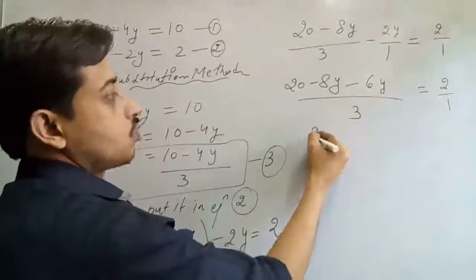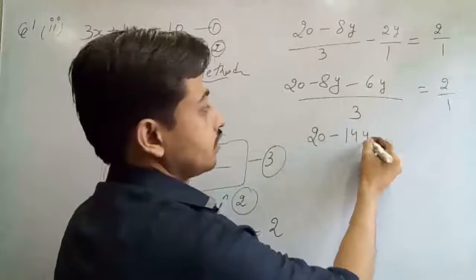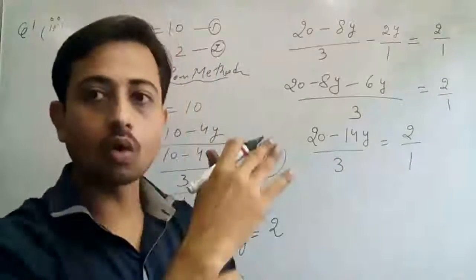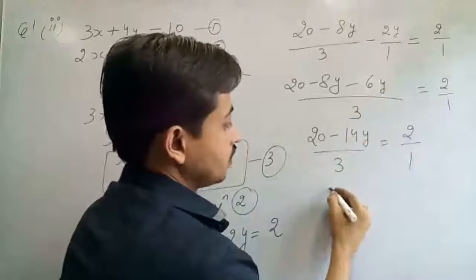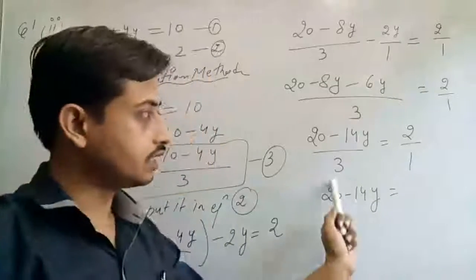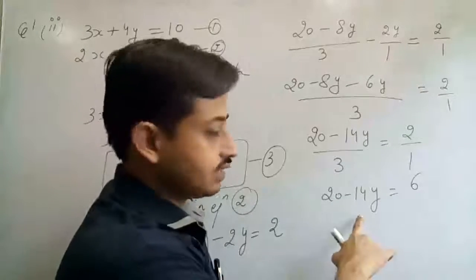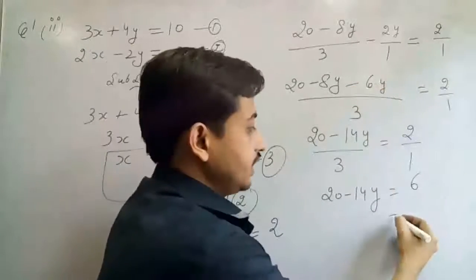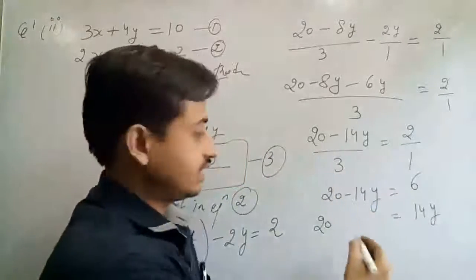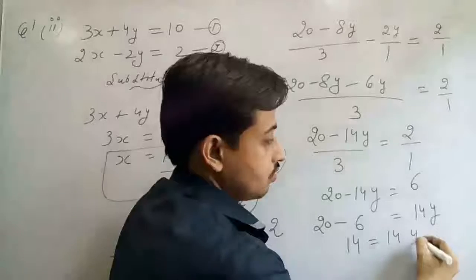Now solve this. 20 minus 8y and minus 6y, we get minus 14y divided by 3 is equal to 2 by 1. Now do cross multiplications. 1 into this, we get as it is 20 minus 14y. Now multiply 3 into 2, we get 6. Now solve this. I am going to take this negative 14y on the right hand side. It becomes positive 14y. And take 6 on the left hand side. It becomes negative. 20 minus 6 we get 14 is equal to 14y.